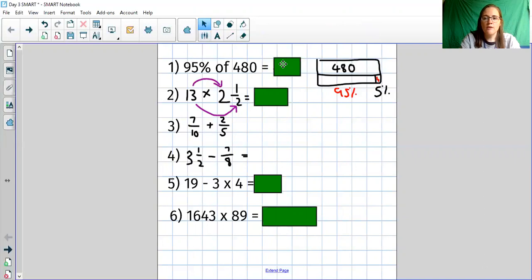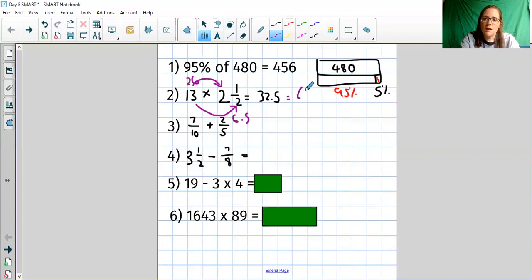Okay, so number 1, when you found, so 10% is 48, half of 48 is 24. So 5% is 24, and if you take that off, you get 456. Number 2, 2 lots of 13 is 26. Yeah, I can fit that up there. Half of 13 is 6.5. So if I add 26 and 6.5 together, I get 32.5. You could also have had 65 over 2, 65 halves, if that's the answer that you got.